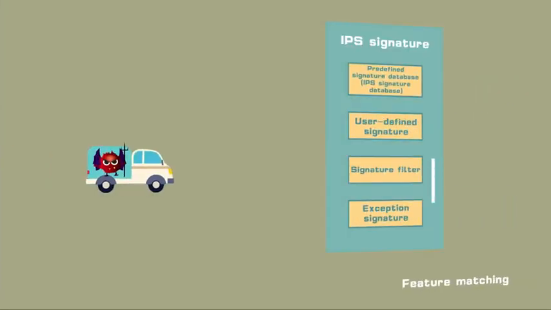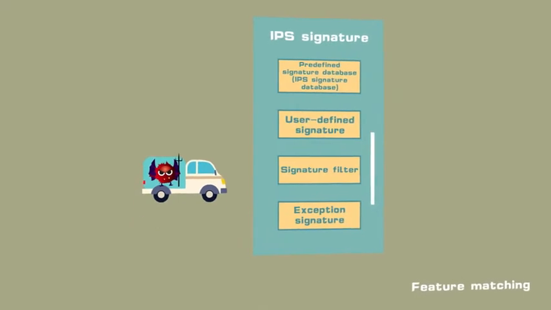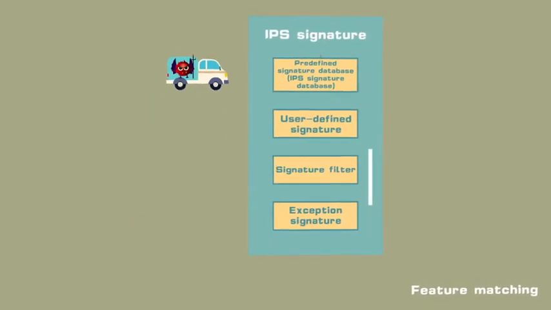2. Feature matching. The router matches the analyzed packet features with IPS signatures. If the features match known signatures, the router responds accordingly. 3. Response.